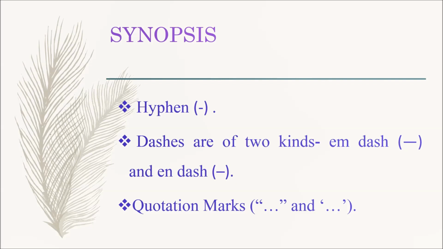Synopsis. In this session, we are going to see hyphen, dashes. Dashes are of two kinds, M dash and N dash. Then we have quotation marks.